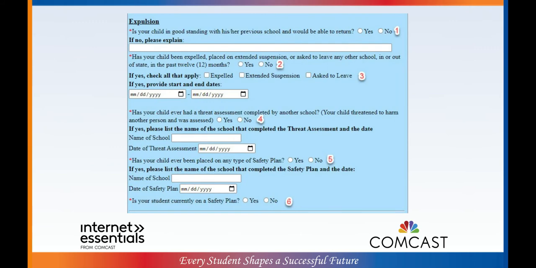Question 5. Has your child ever been placed on any type of safety plan? Yes or no? If yes, please list the name of the school that completed the plan and the date it was completed in the boxes below. Question 6. Is your student currently on a safety plan? Yes or no?